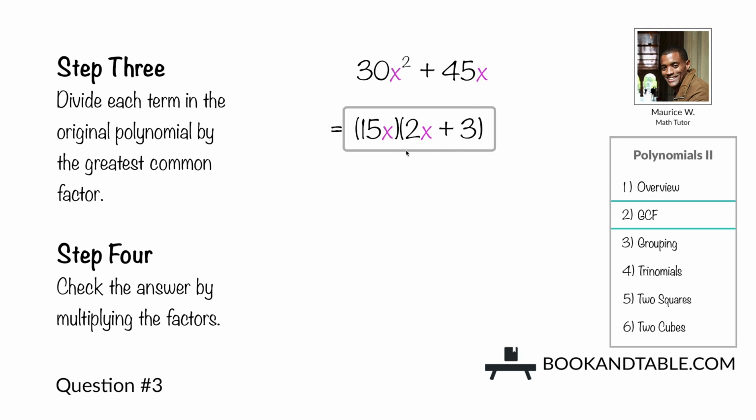And now we want to check the answer by multiplying the factors, giving us 15x times 2x, which is 30x squared. And 15x times 3 would give us positive 45x. So since this is our original polynomial, that confirms that when we factor that polynomial, we wind up with 15x times 2x plus 3.